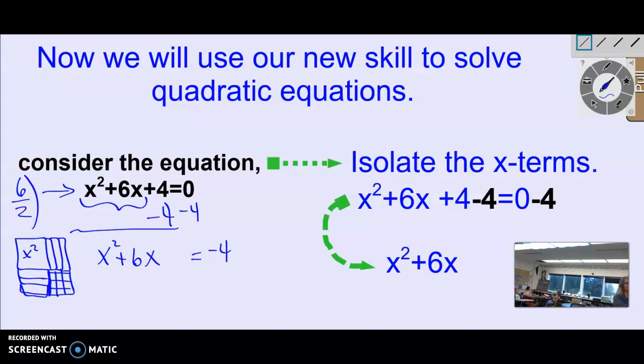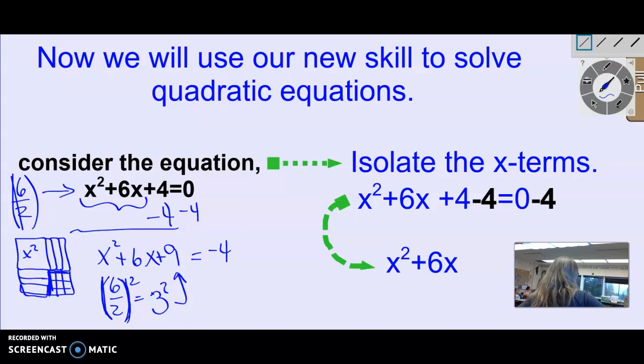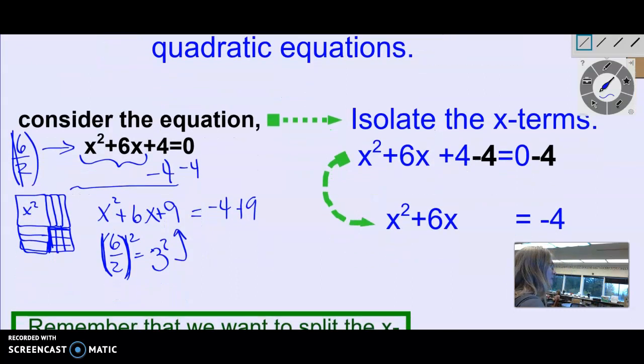So what we do is we take half of the x tiles. So we took half of 6, right over here, and then we square that number because it's a 3 by 3. So 3 squared is what's going right here. I got to add 3 squared. If I do that to one side of an equation, what do I have to do to the other side? Do the same thing. So I have to add 9 to that side as well.